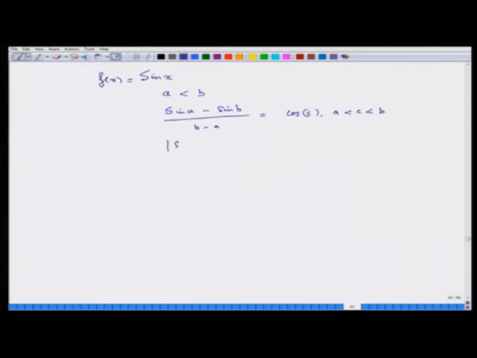So again you can write mod of sine a minus sine b is, because mod cos of c is always less than 1, less than or equal to mod of b minus a. So, with Lipschitz constant L equal to 1, the sine function is Lipschitz in the interval a to b.